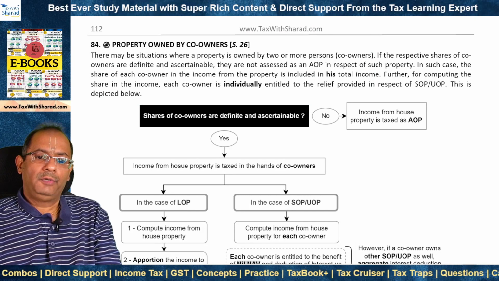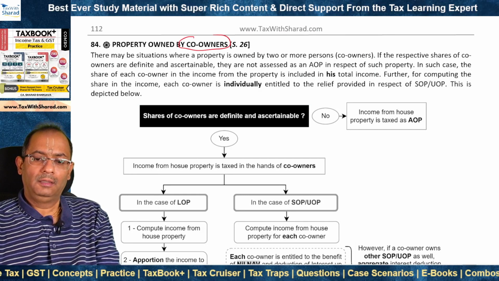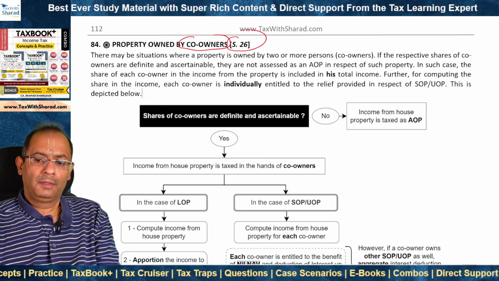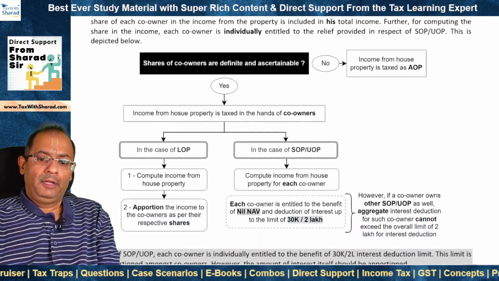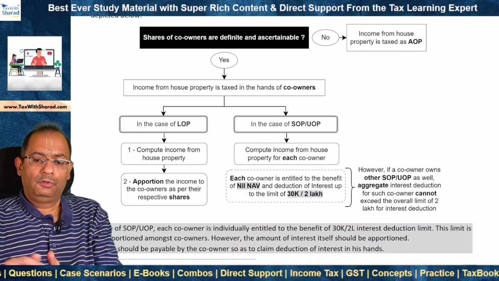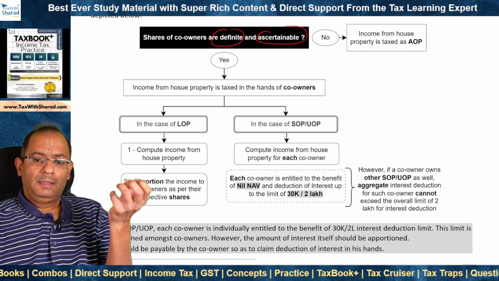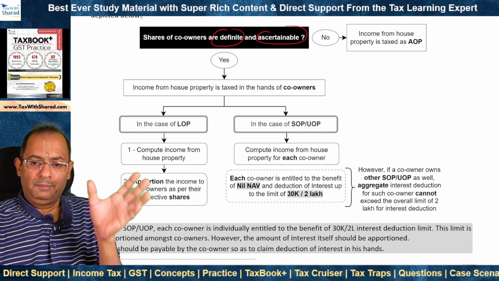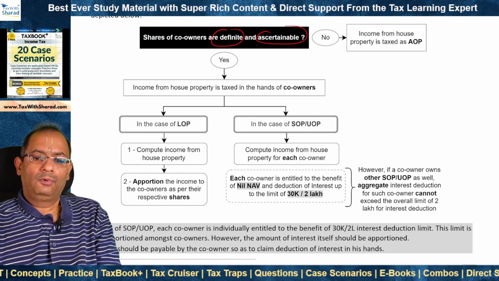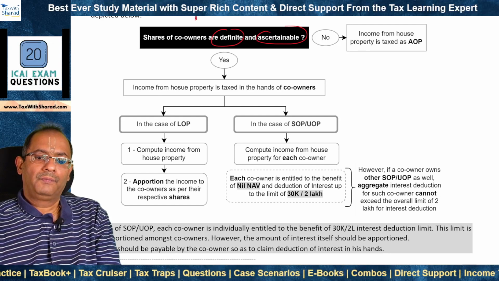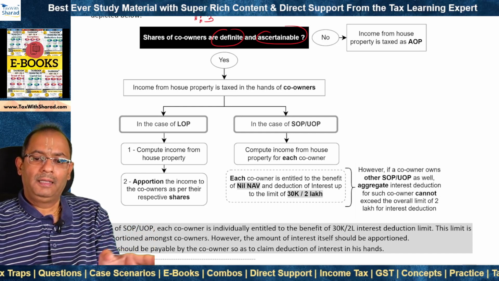Now, there may be a situation where property is owned by co-owners, joint owners, and this situation is governed by section 26. What is the tax treatment? We need to first find out whether the shares of co-owners are definite and ascertainable. That means, is there clear demarcation of ownership? For example, the question may state that A and B are co-owners of a property with share of 1:3. That means their shares are definite and ascertainable.